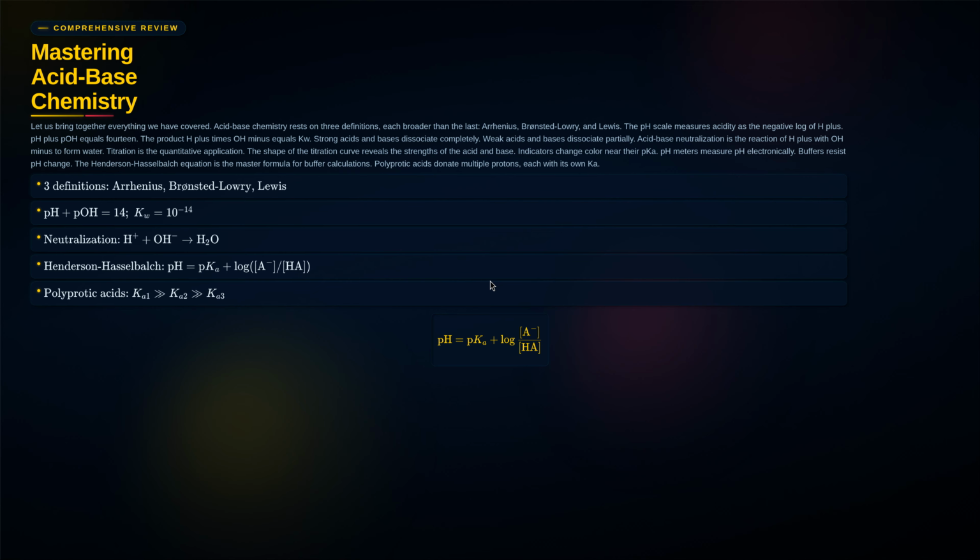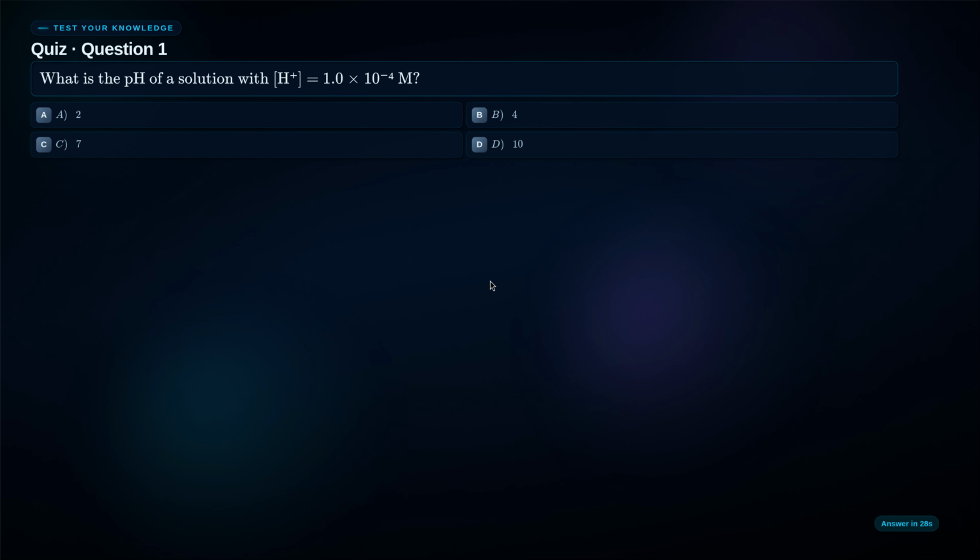Quiz question 1. What is the pH of a solution with a hydrogen ion concentration of 1 times 10 to the minus 4 molar? pH is the negative log of the hydrogen ion concentration. The negative log of 1 times 10 to the minus 4 is 4, so the pH is 4. This is a moderately acidic solution, similar to tomato juice or acid rain. The correct answer is B. pH equals 4.